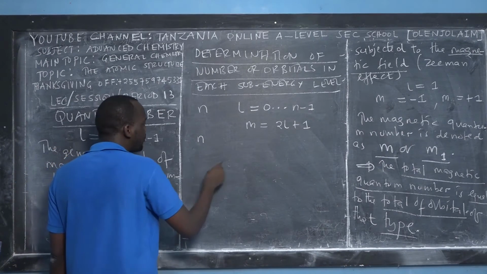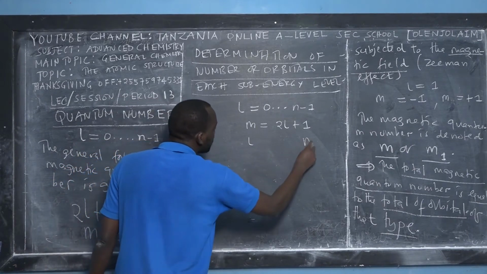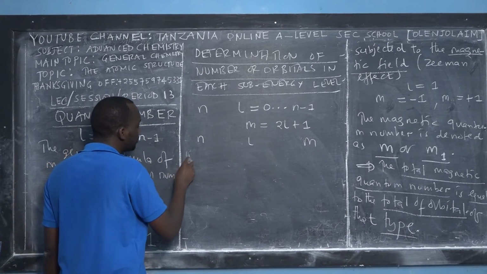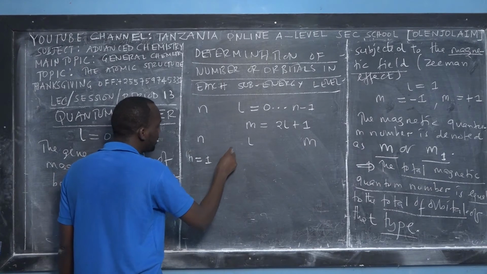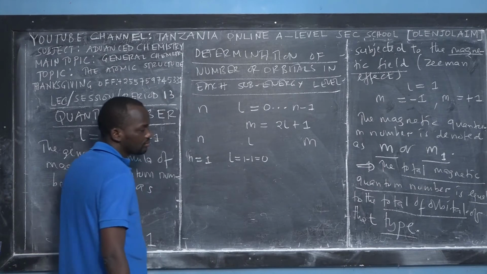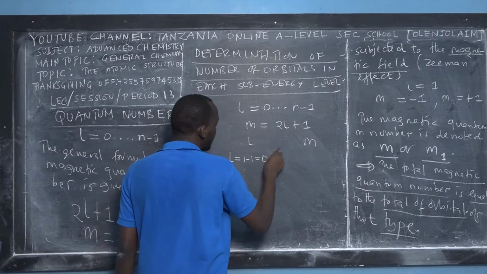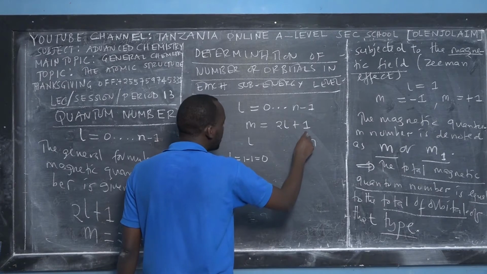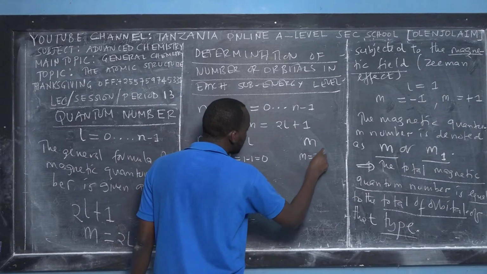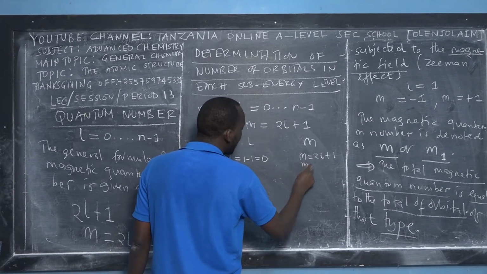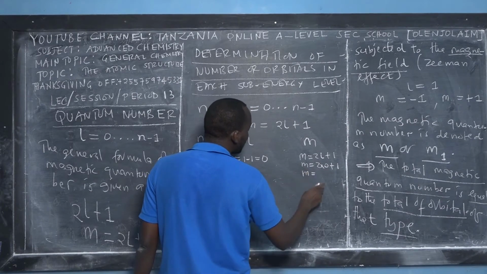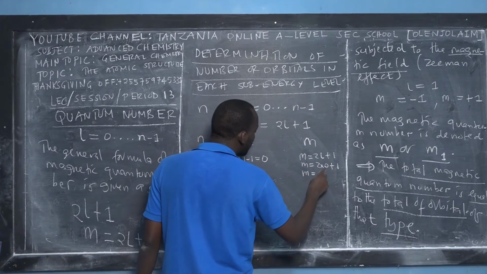So let us see the relationship between the three quantum numbers. We have n here, we have L, and we have m there. Suppose that n is equal to 1. So what will be the value of L? L will be 1 minus 1, which is equal to 0. And for the magnetic quantum number, m is equal to twice L plus 1, so m is equal to 2 times 0 plus 1, which is equal to 1.